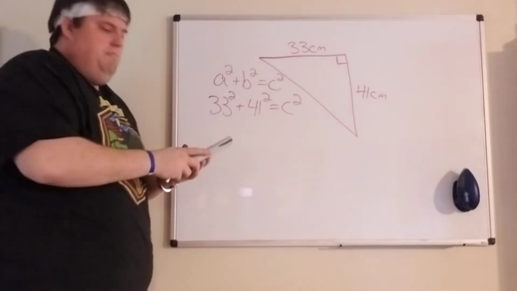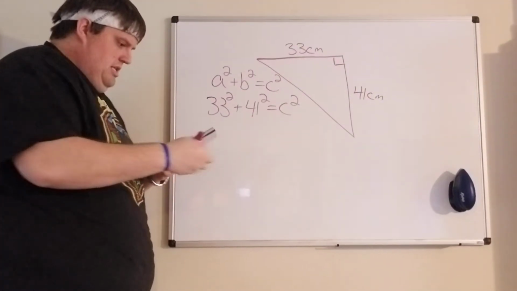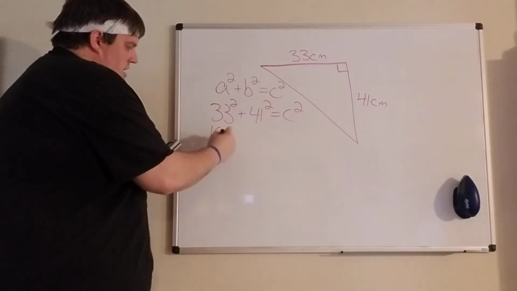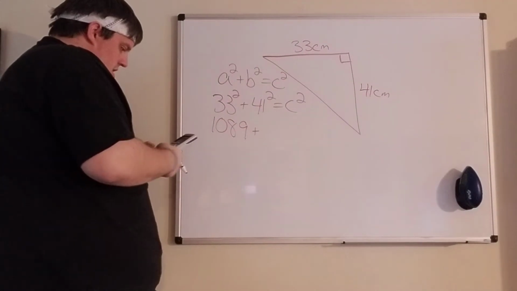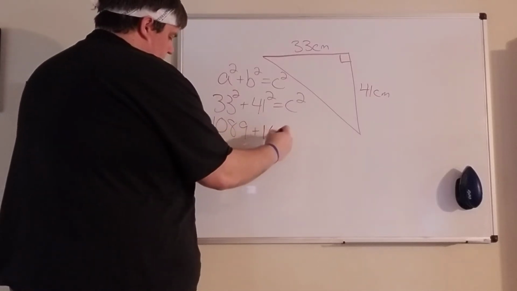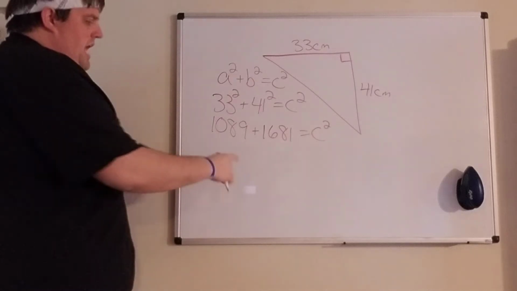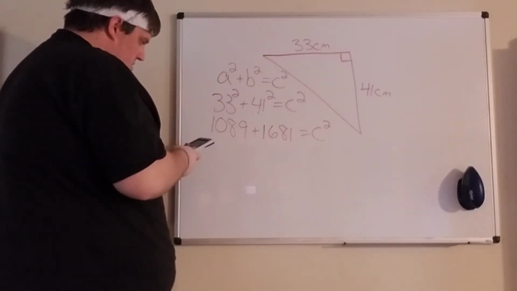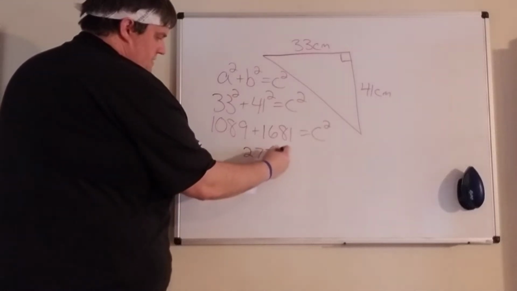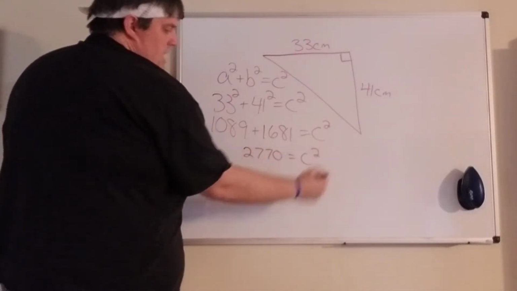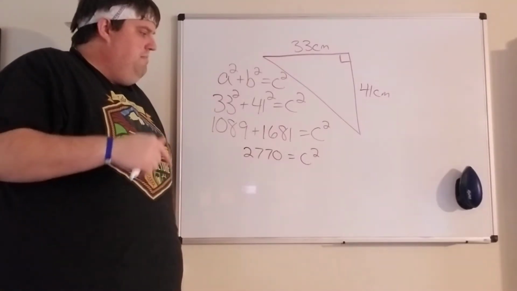And then grab my calculator. 33 squared, 1089. 41 squared is 1681. We still don't know c squared, so we're going to add those two together. It gives me 2770. And then the only other place where I really saw some mistakes, be careful here.